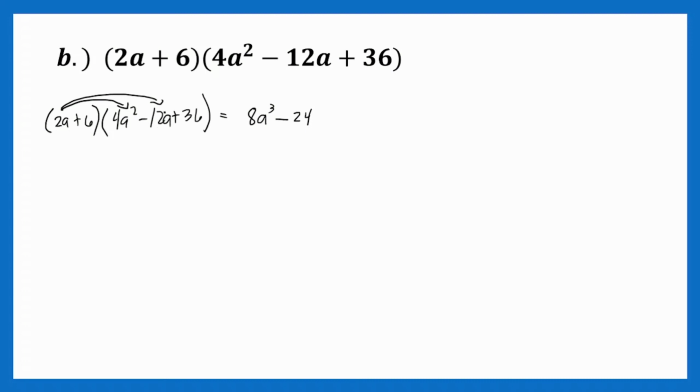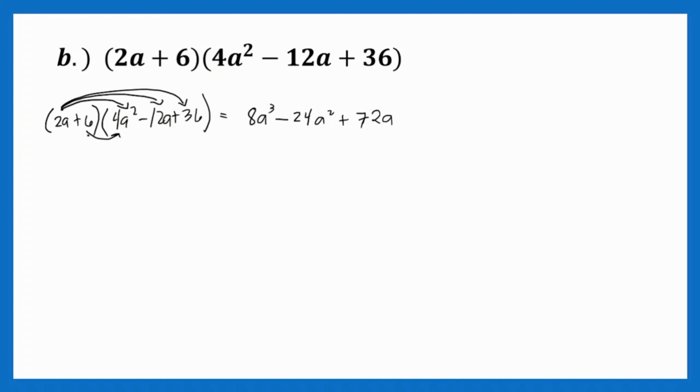Tapos may a dito, may a doon. So, that's a squared. That's 1 plus 1. Okay, kaya naging a squared yun. Next, 2a times 36. That is 72a. Ayan. 2 times 36 is 72. Yung a, kinopya lang. Okay. Next, ito naman, second term. 6 times 4, that is 24. Times a squared. So, 24a squared.